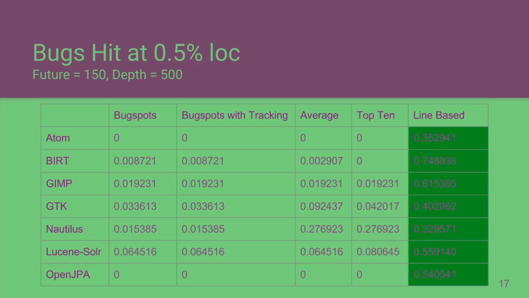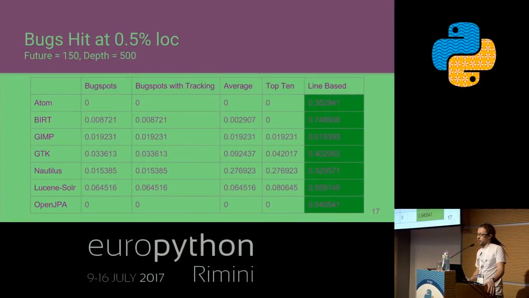So these are some projects I tested with it. And the green color is just an indicator of which ranking algorithm worked best. What this shows is I looked at 0.5% lines of code because that was kind of a sweet spot. Under that, there are just the parameters I ran the algorithm with. And then there are some projects you probably all know: Atom, GIMP, GTK, Nautilus, which is the file manager for GNOME. I ran a few algorithms over them and tried to find out which one works best.